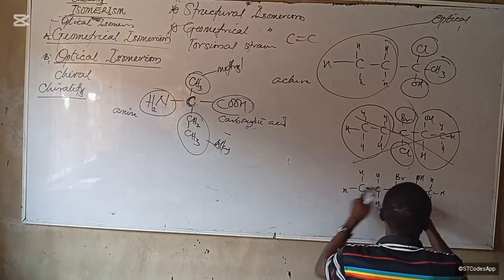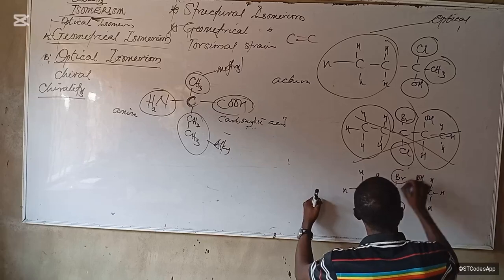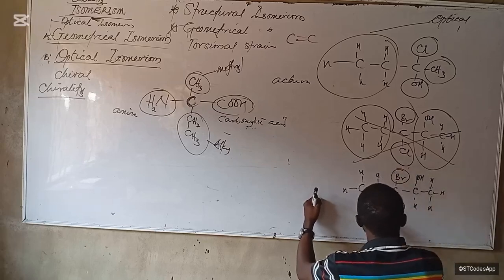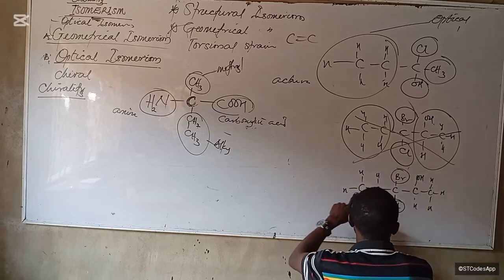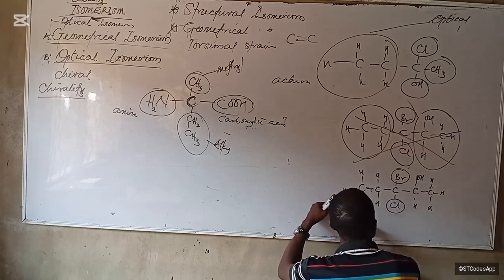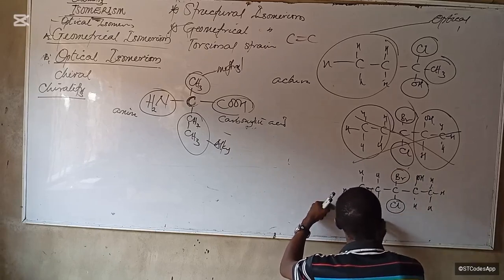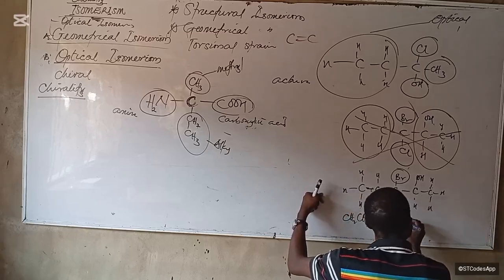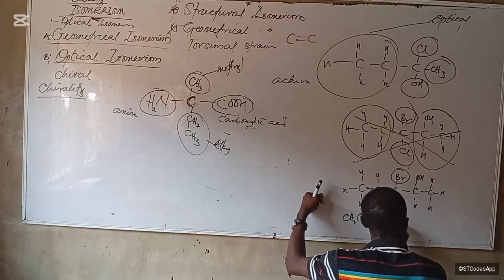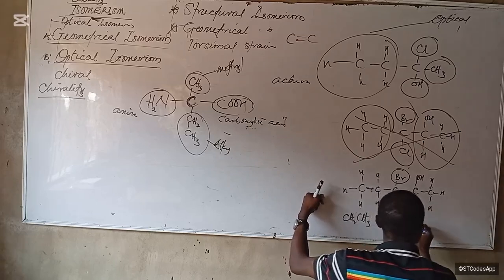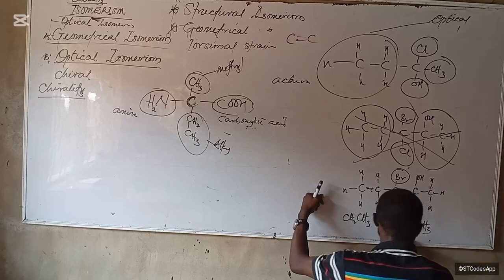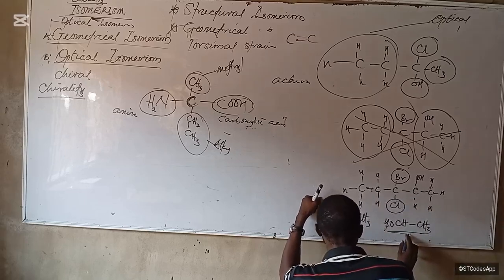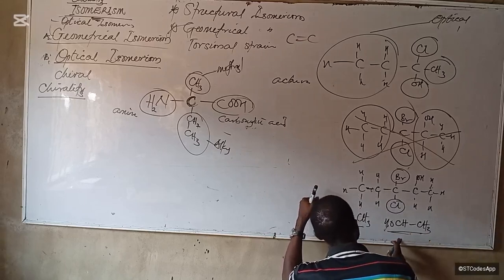Now let's go to this guy. Now there is Cl, there is Br, there is C2H5, or you say there is CH2 and CH3, right? On this guy, there is CHOH and there is CH3 attached to it. Are these groups the same? Are these groups the same?